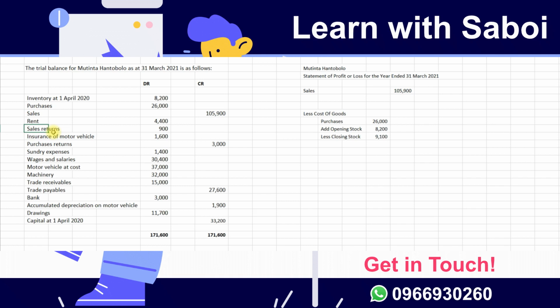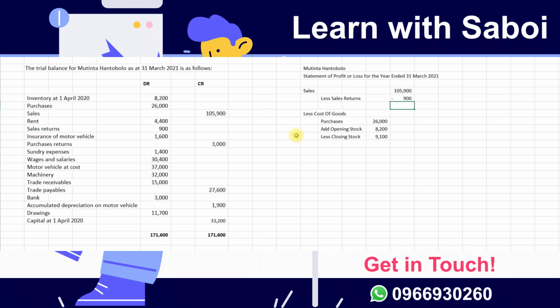So that said, notice that here we indicated that our sales was 105,900. But because some of the sales were given back to us, there were sales returns. Sales returns, it means that we have to less. Actually, you have to less sales returns. And how much is it? Sales returns, how much are we lessing? How much are we reducing by? Sales returns is 900 kwacha.